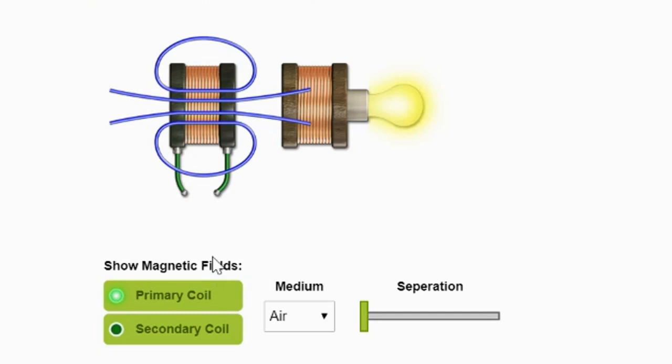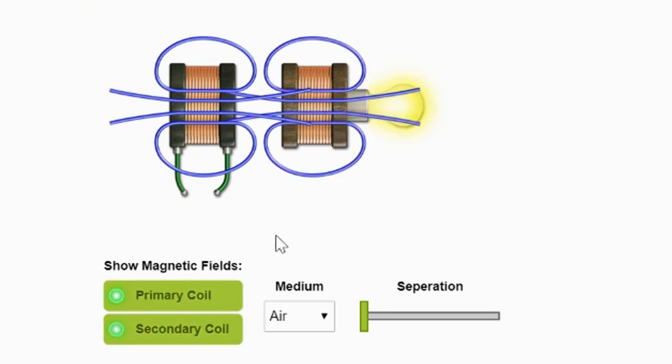And remember, transformers work with alternating current. Because there is an alternating current, the magnetic field of this coil is constantly changing directions. That means the secondary coil is in the presence of a changing magnetic field. And because it's in the presence of a changing magnetic field, there will be an induced current in this secondary coil. And so I can show the magnetic field in that secondary coil, and it looks like that.